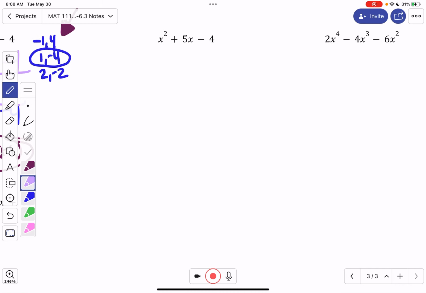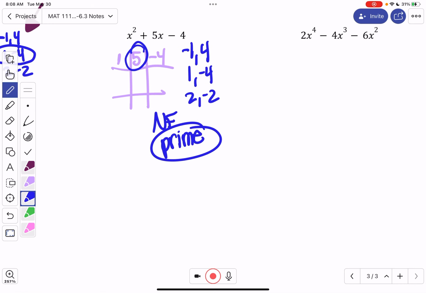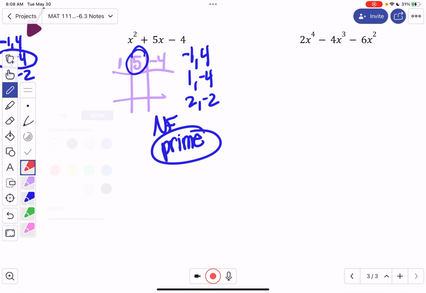Let's try this one. There's no greatest common factor. A times C. Factors of negative 4 are negative 1 and 4, 1 and negative 4, and 2 and negative 2. None of those add up. None of those make 5. So this we would say is not factorable or prime. Just like prime numbers only have factors of 1 and themselves, prime trinomials can't be factored using tic-tac-toe, so sometimes not factorable is an appropriate answer. Now that you've seen all the steps, see if you can try this next one. Pause the video and check it out.